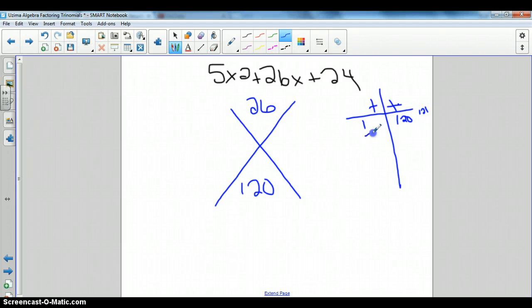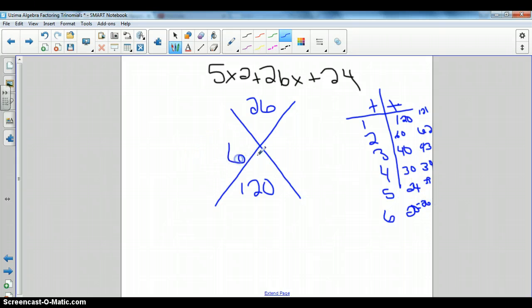So then we'll do 2 and 60. That adds to 62. 3 and 40. No, that's not right because that's going to add to 43. 4 and 30. Getting closer, but that adds to 34. Okay, 5 and 24. Even closer, but that adds to 29. So if we do 6 and 20, we get 26, which is what we're after. So our factors are 6 and 20.